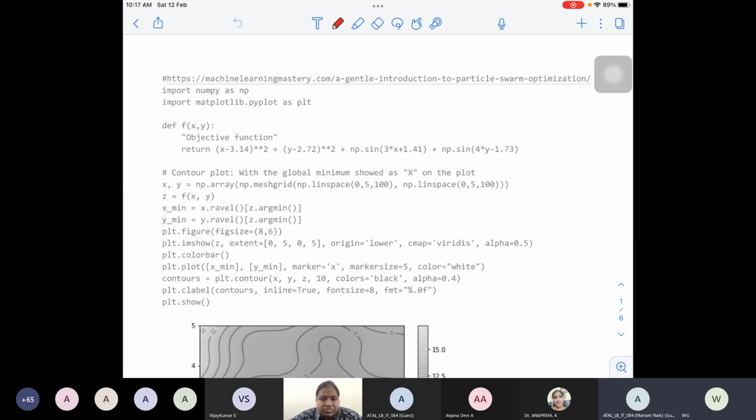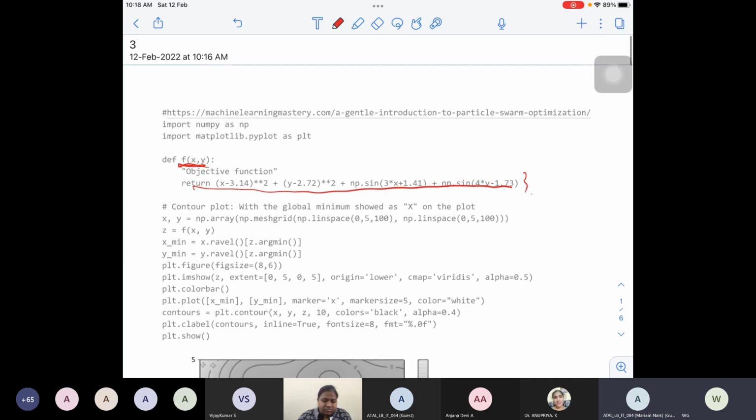So this is another source where we have the function and function visualization right over here. Here we have this objective function that is given by this function. Basically, you want to find the minimum value of this function. I mean, you need to find the values of x and y for which this function is minimum, right? That is what you need to find out.